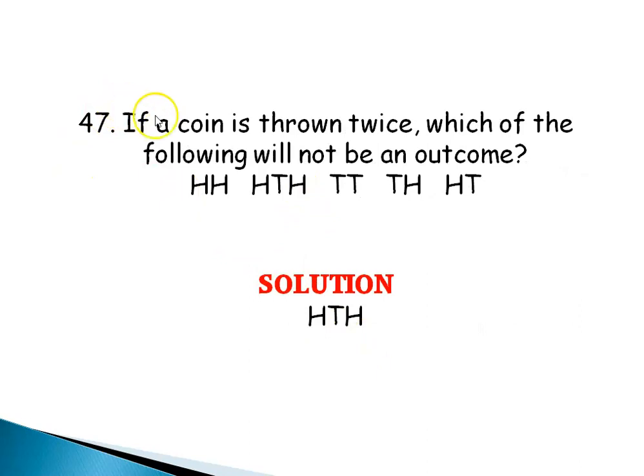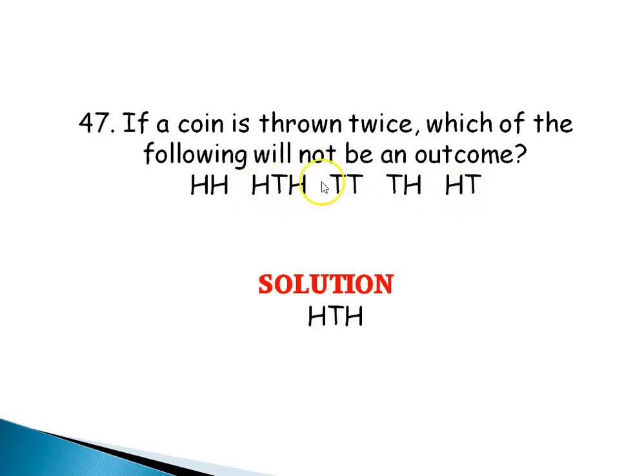Question 47. If a coin is thrown twice, which of the following will not be an outcome? You know a coin. Some of you might not know a coin. A coin usually will have the head or the tail. So if I throw it up, which of these will not be an outcome? Head and head is possible. I can have two heads. Head, tail, and head, no, I can't have that. Tail and tail, yes, I can have this. Tail and head, yes. Head and tail, yes.